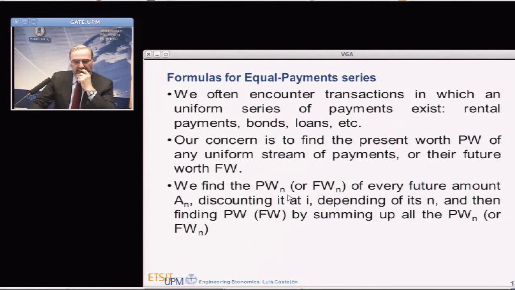So we find the present worth of each future amount, discounting it at the interest rate, depending on the n, because of the n power, and then finding the present worth by adding all the present values of every year, as we have seen several times.